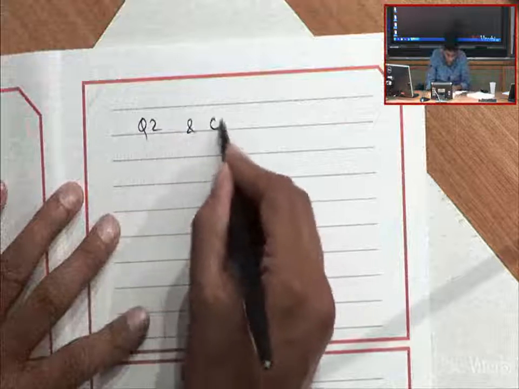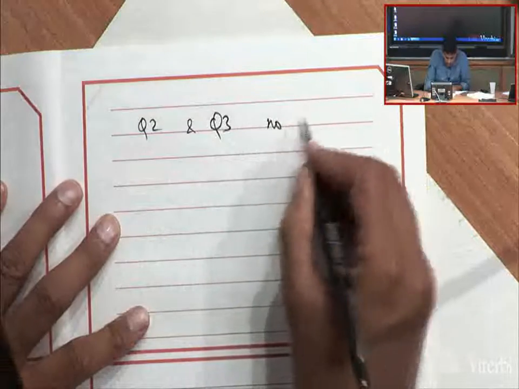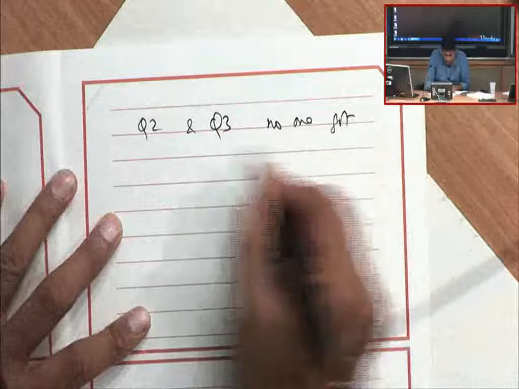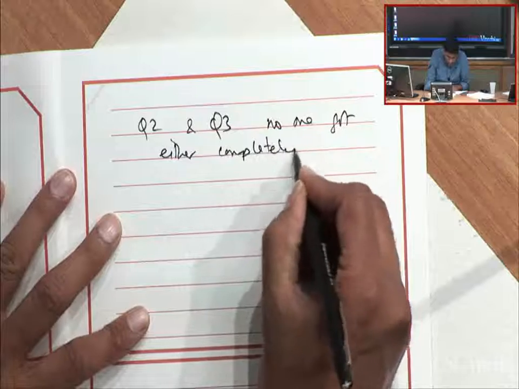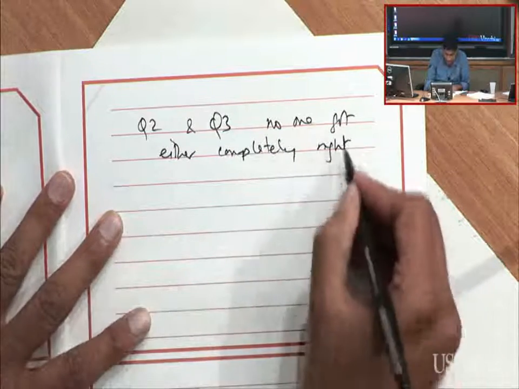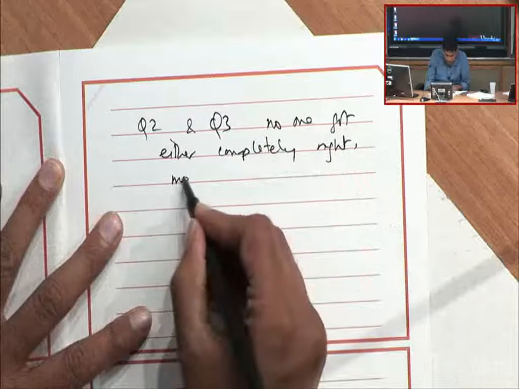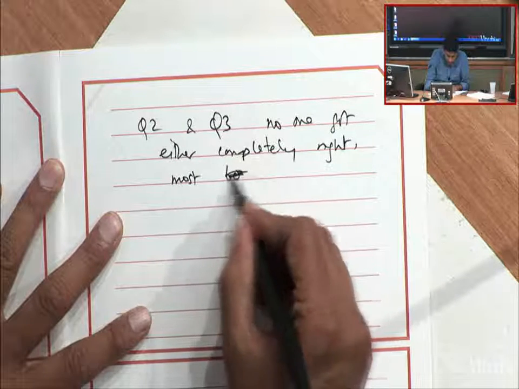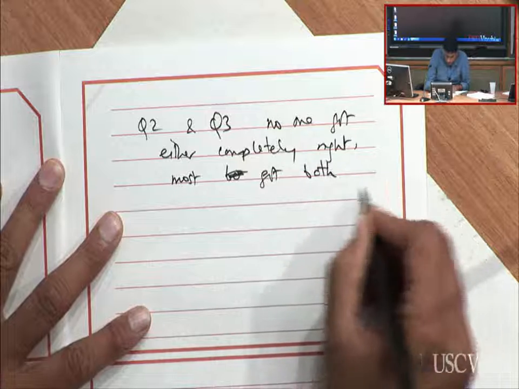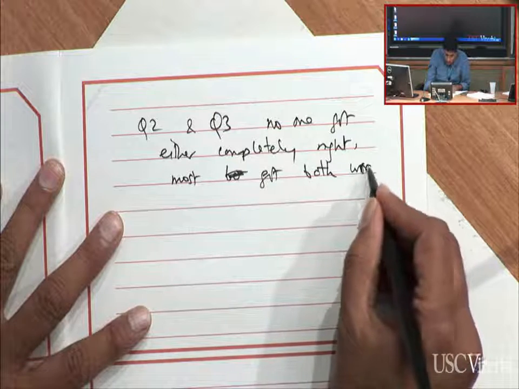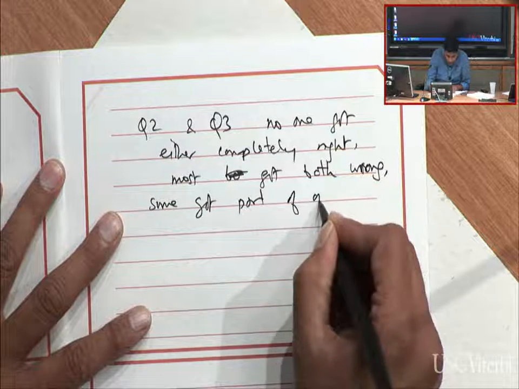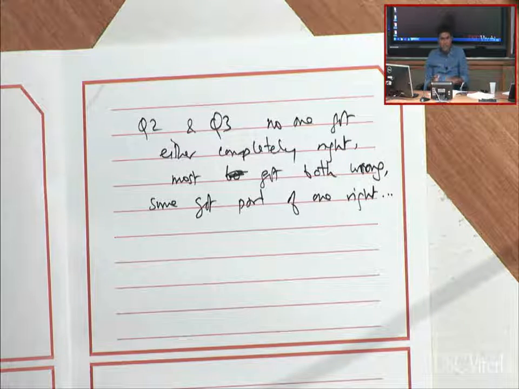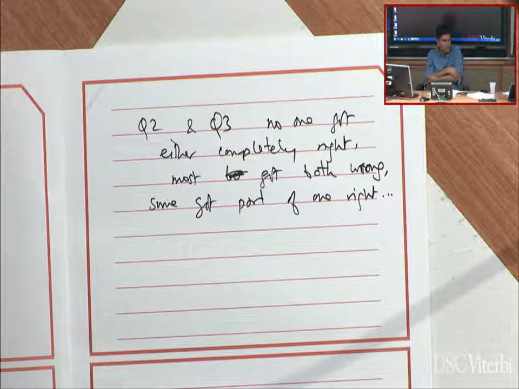However, questions 2 and 3, no one got either completely right, although a couple came very close, and those were the students who got above 80. Most got both wrong. Some got part of one right, something like this. So basically, generally, I was very unhappy with the solutions as I saw for questions 2 and 3.